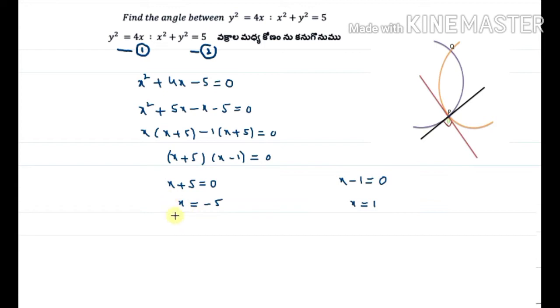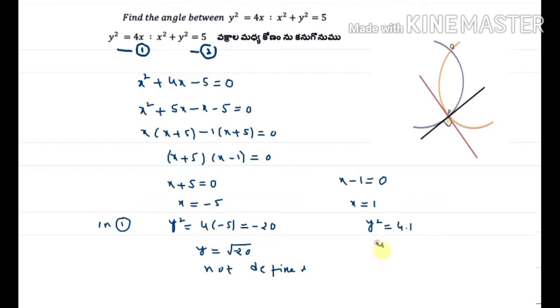So substitute x is equal to minus 5 in 1. Substitute the x value in 1. From that, I will get y square is equal to 4 into minus 5. This is minus 20. Y is equal to root of minus 20. This is not defined, in the sense that we are not getting real values here. So when x is equal to 1, again using 1, y square is equal to 4 into 1. Y is equal to plus or minus 2. Here I am getting 2 points. The first point is 1 comma 2 and the second point is 1 comma minus 2.